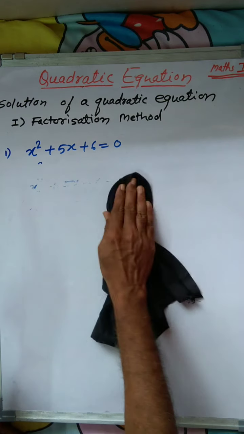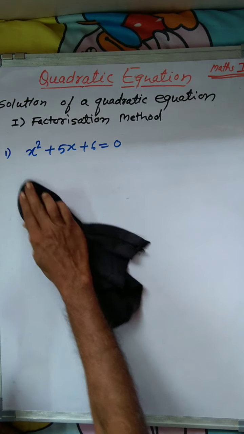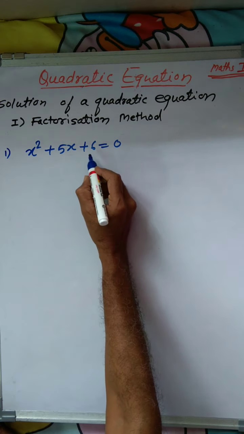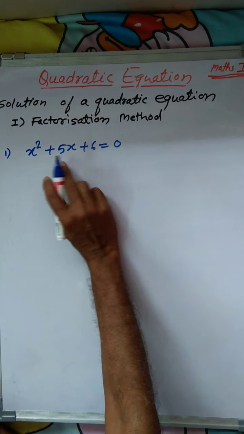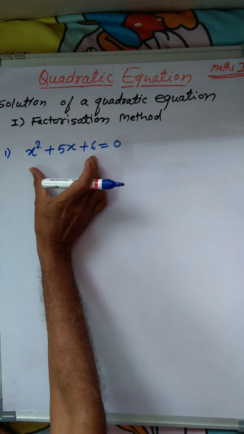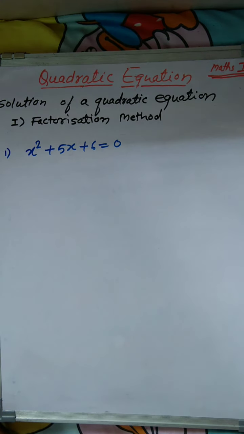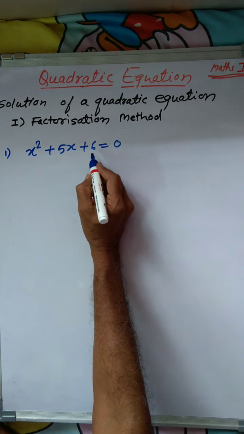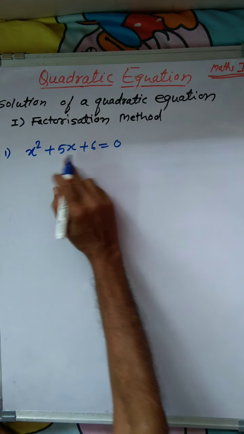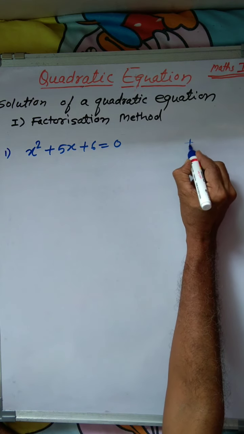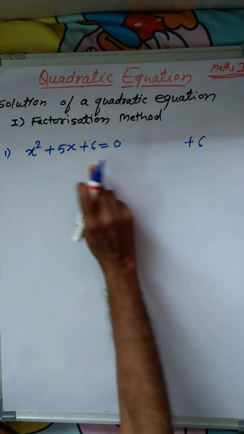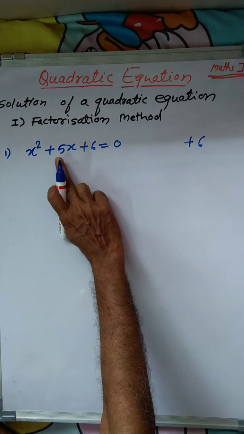That means the sign of the middle term and the last term is positive. That means for factorization we have to factor this polynomial. In ninth standard we have to factor quadratic polynomials. That means we have to find factors of 6 such that their sum is the middle term.